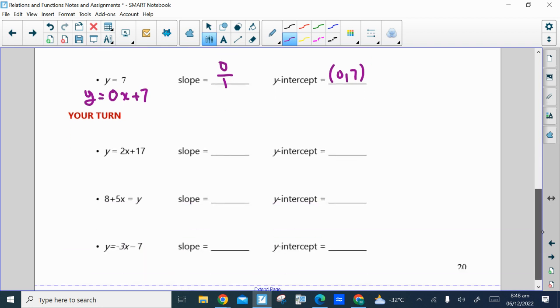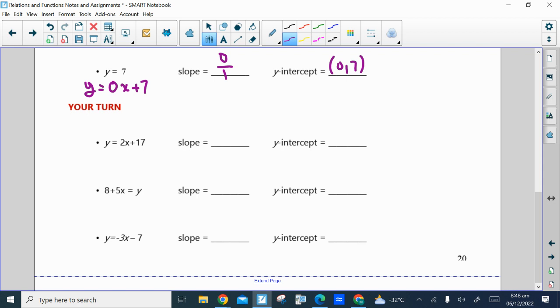So same thing with these next ones. The first one is in slope-intercept form. You've got y by itself on one side, the other two terms on the other side. The number in front of x tells you the slope, which in this case would be 2, or 2 over 1. The constant term is the y-intercept. That's positive 17, or the point 0, comma 17.